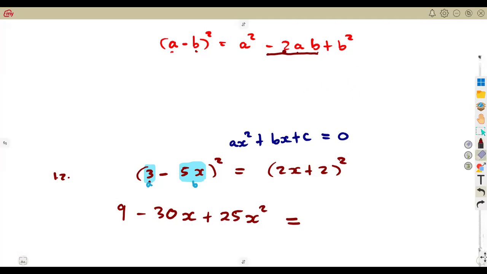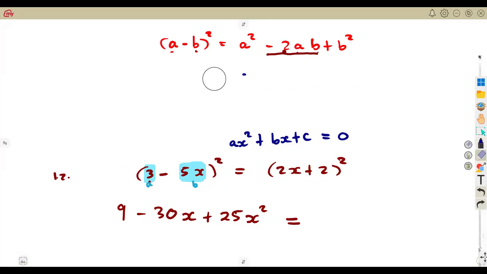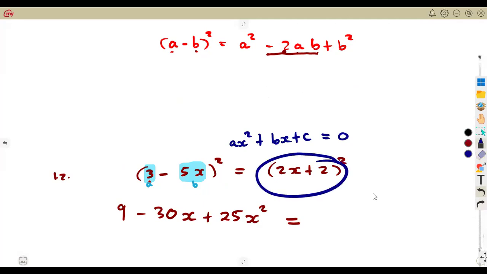So let's say you do not understand this, guys. You can easily expand 2 brackets. 3 minus 5x into another bracket, 3 minus 5x. You distribute: 3 multiplies everything in the second bracket. Minus 5x multiplies everything in the second bracket. You collect the like terms. Still, you are going to have the same answer. All right, so make sure you prove it that way. All right, we move on to the second part.